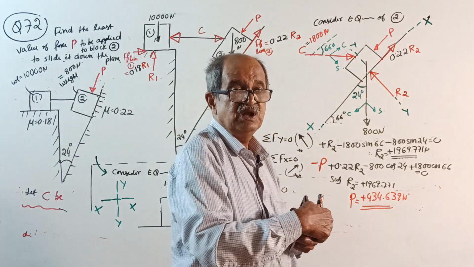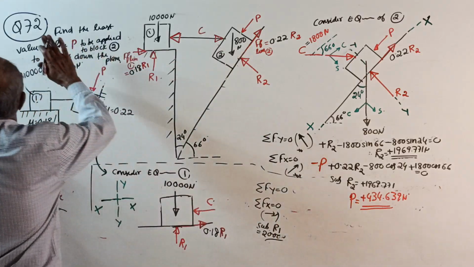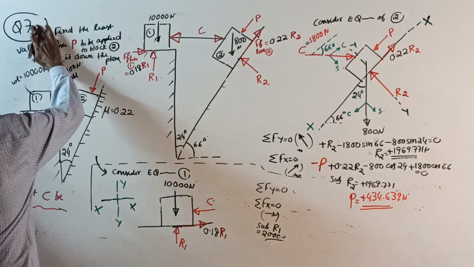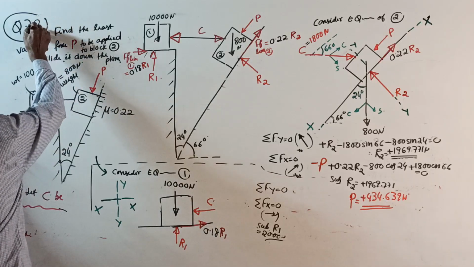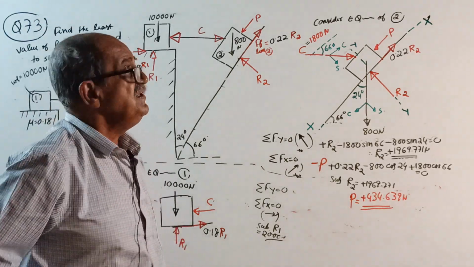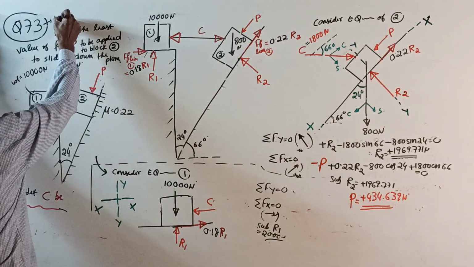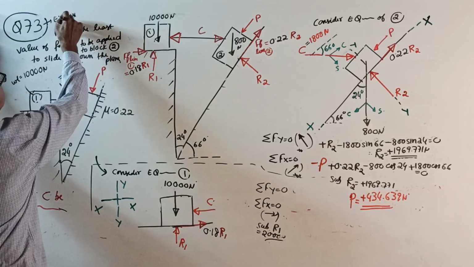Now, I will do one thing. To understand the concept, I will go to question number 73. There is a reason for it, some concept. So this one is an exercise for you. Remember, this is an exercise for you. I will explain the question.